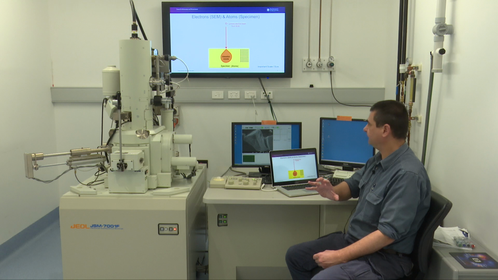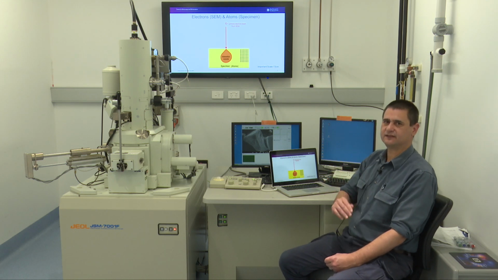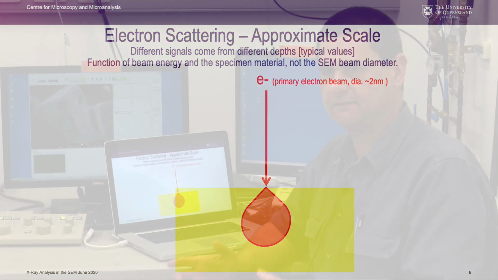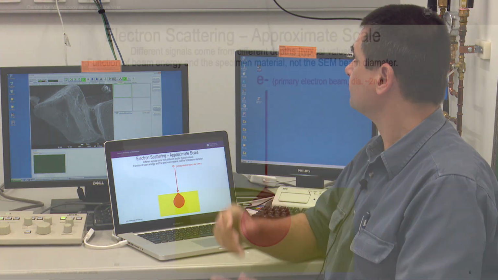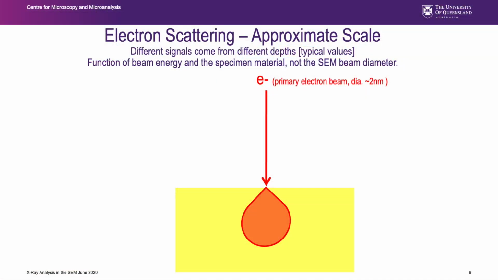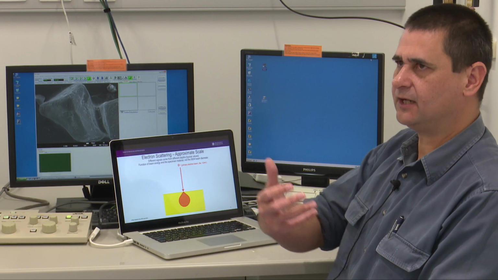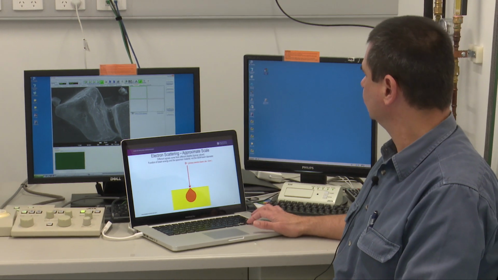The next big step forward is we need to understand the scale of how we're working. The electron beam is hitting my specimen, and the electron beam might be coming down at the nanoscale, say 2 nanometers diameter. That would be a typical electron beam diameter in a field emission electron microscope. So a 2 nanometer beam coming down, but then it hits the specimen and the electron beam begins to scatter off the atoms, and it produces an interaction volume. The scale of that volume is important to us.